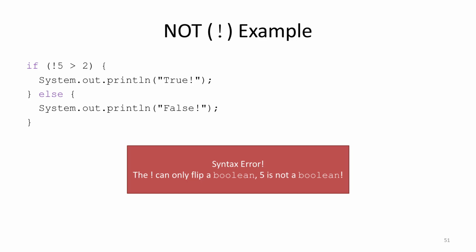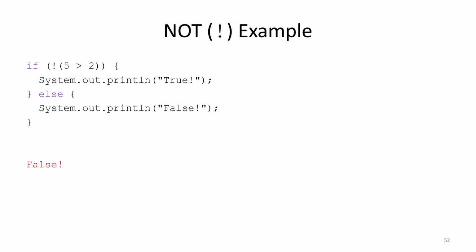So this is a syntax error. If you wanted to apply the not to a comparison, then you need to group the comparison so that it evaluates first, because you can only flip a Boolean value. You cannot flip a comparison itself, but you can flip the result of the comparison. So you need to parenthesize the comparison so that it evaluates to a Boolean, then the exclamation point can flip it. So what will output is false.